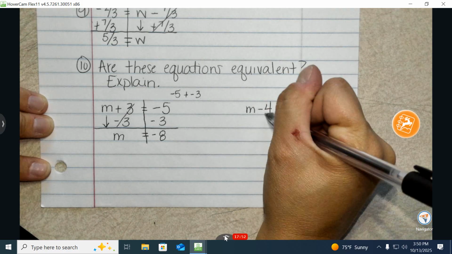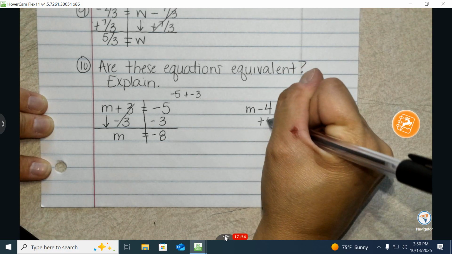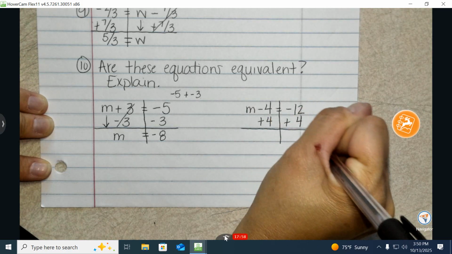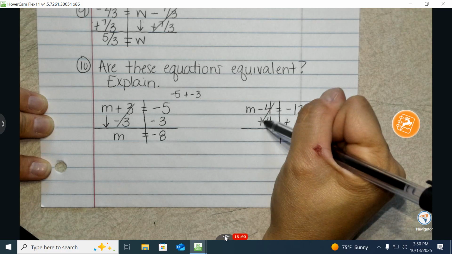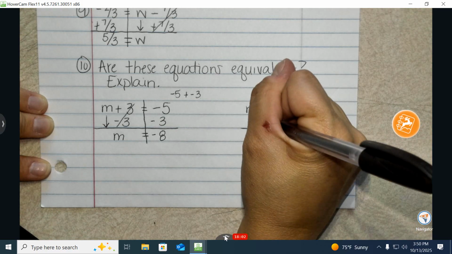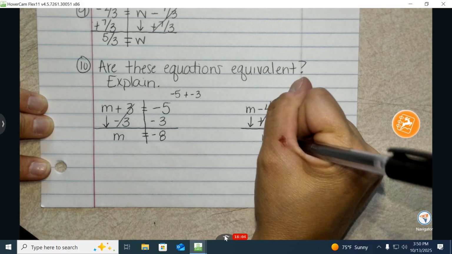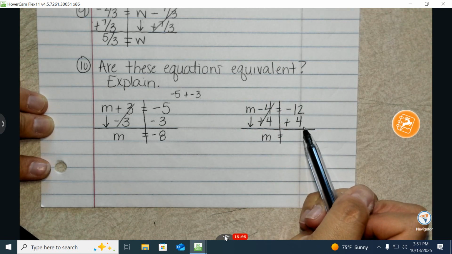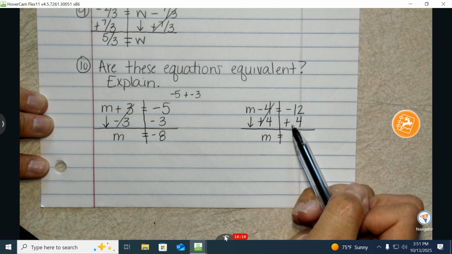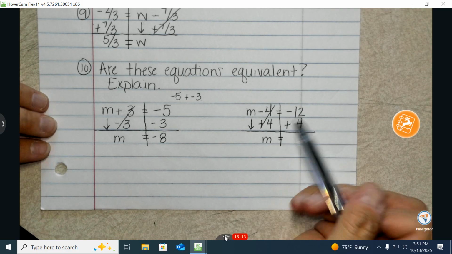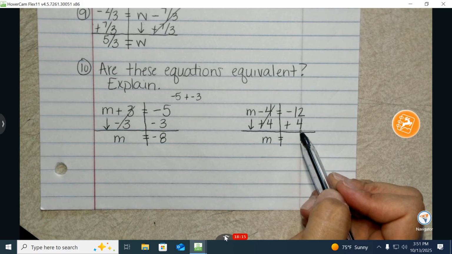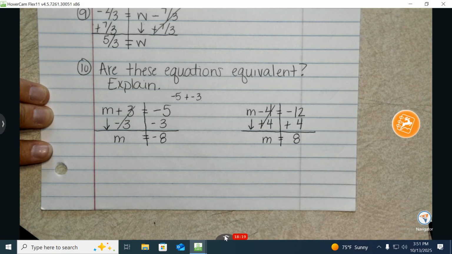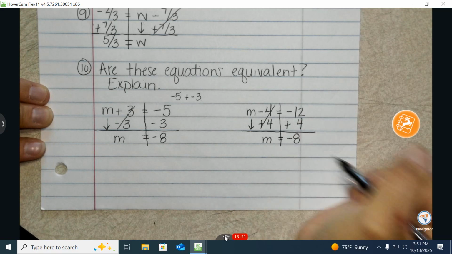Okay, on the other one, instead of subtracting 4, you're going to add 4. Negative 4 plus 4 cancels out, it makes a 0. Bring down your m equals, so negative 12 plus 4, adding, but they're not like signs, so you actually subtract. 12 minus 4 is 8, and then 12 has a larger absolute value, so it is negative 8.